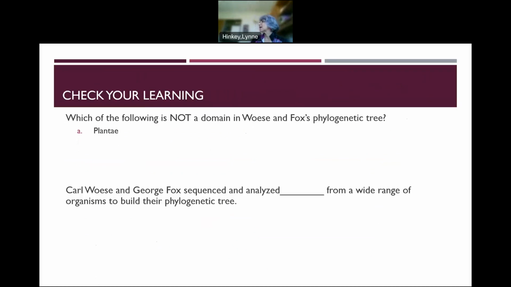Carl Woese and George Fox sequenced and analyzed what molecule from a wide range of organisms to build their phylogenetic tree? They used ribosomal RNA. And we will learn more about that in chapters 9 and 10 when we talk about genetics.